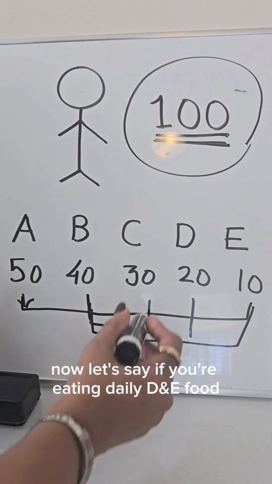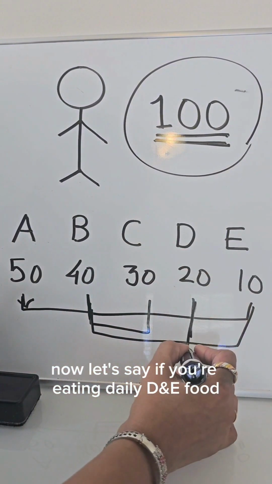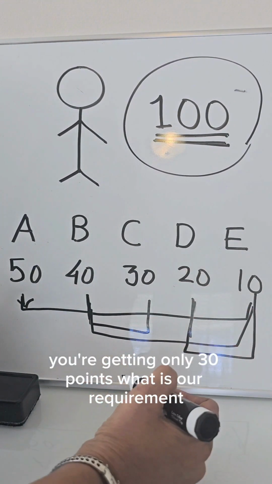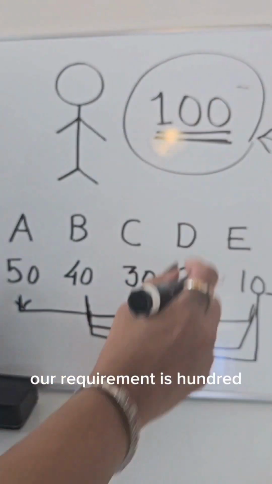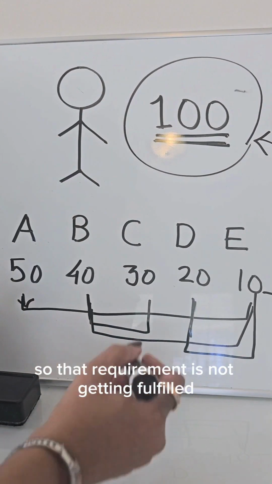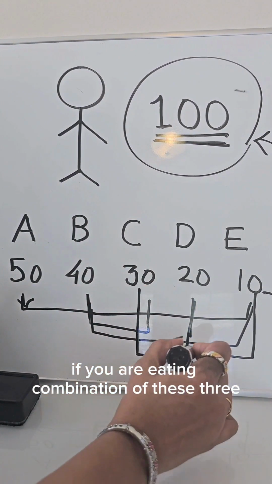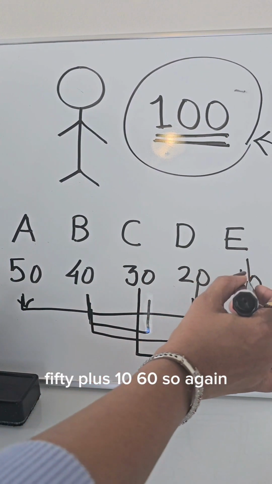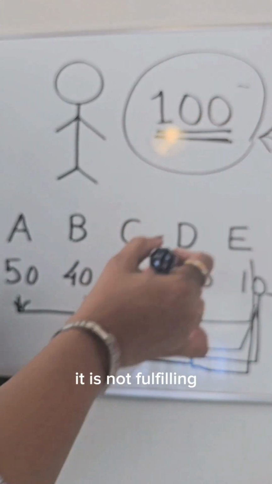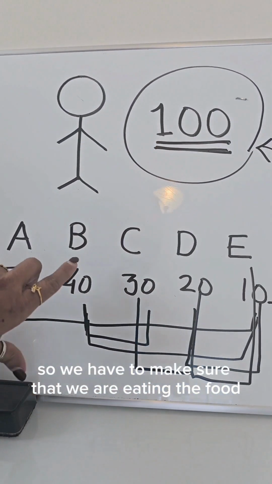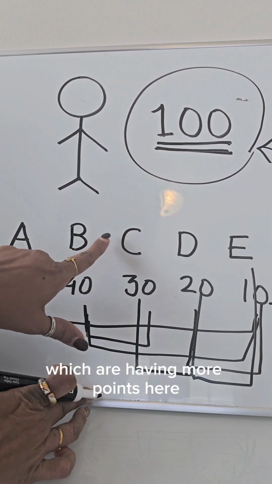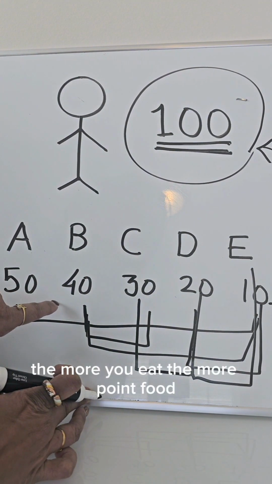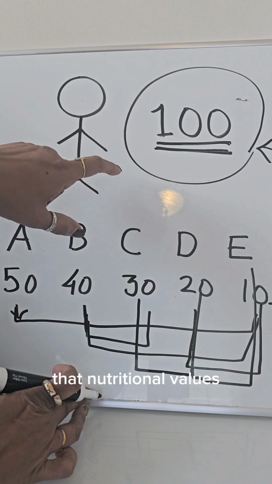Now let's say you are eating only D and E foods daily. How many points are you getting? 20 plus 10, you are getting only 30 points. What is our requirement? Our requirement is 100. So that requirement is not getting fulfilled. If you are eating a combination of these three, C, D and E, 30 plus 20, 50, plus 10, 60. So again it is not fulfilling. So we have to make sure that we are eating the foods which have more points here. The more high-point food you eat, the more nutritional value your body will get.